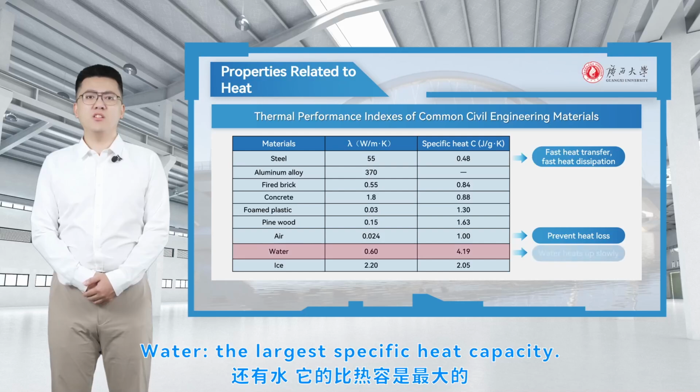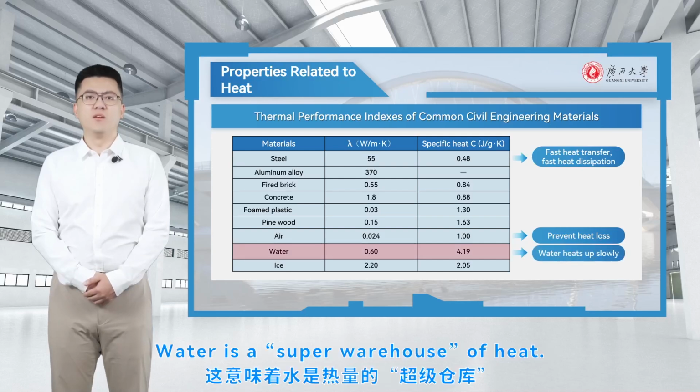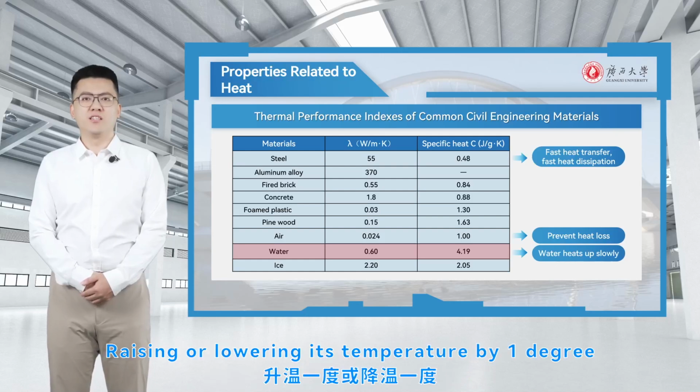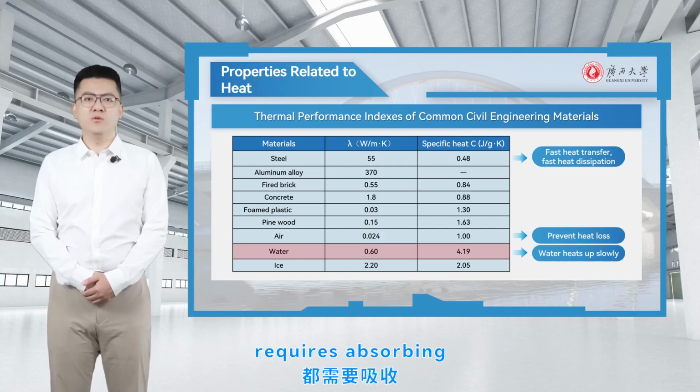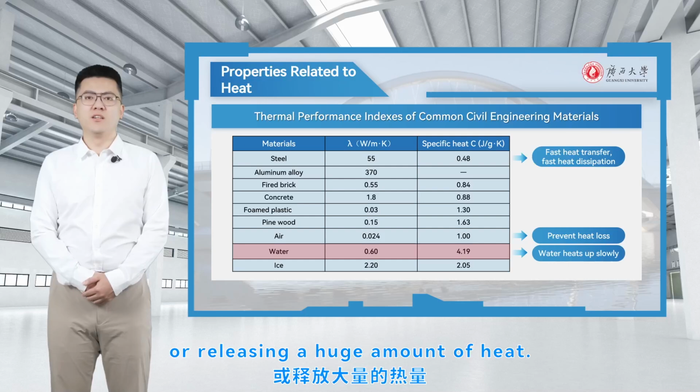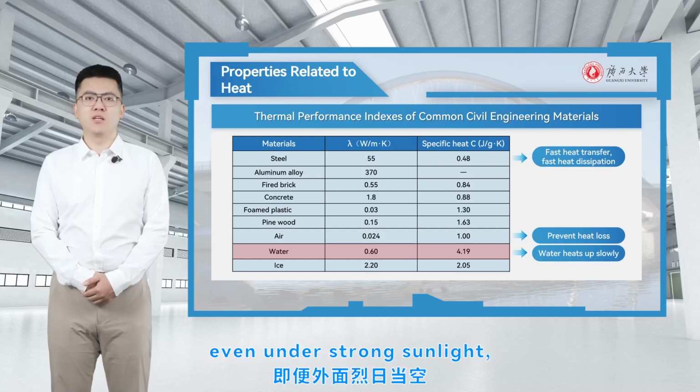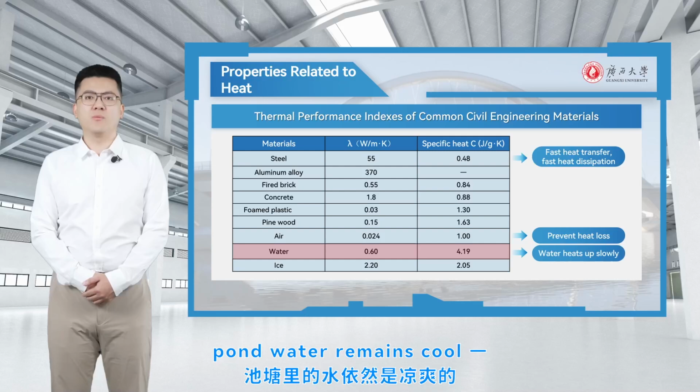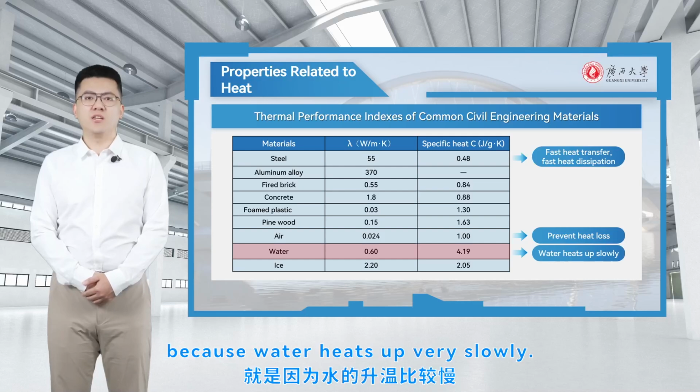Water, the largest specific heat capacity. Water is a super warehouse of heat. Raising or lowering its temperature by 1 degree requires absorbing or releasing a huge amount of heat. That's why in summer, even under strong sunlight, pond water remains cool, because water heats up very slowly.